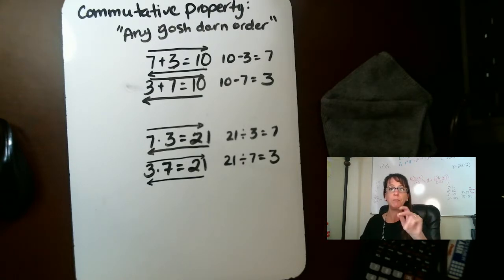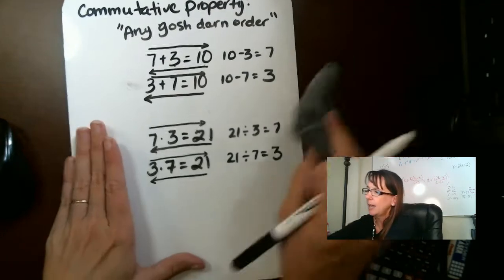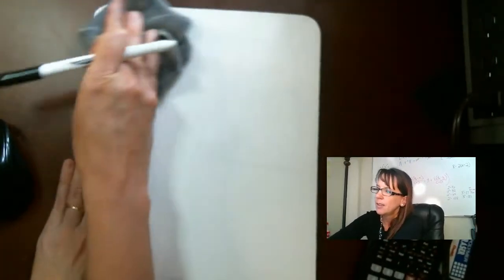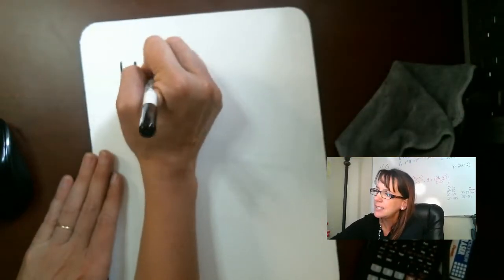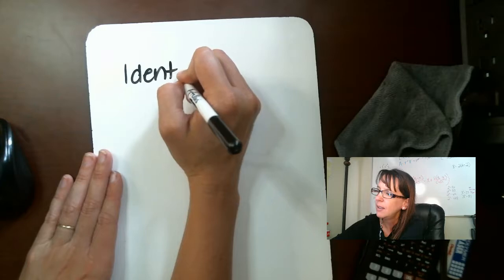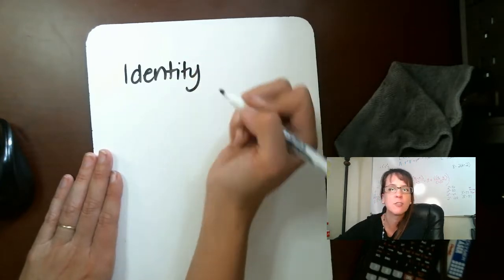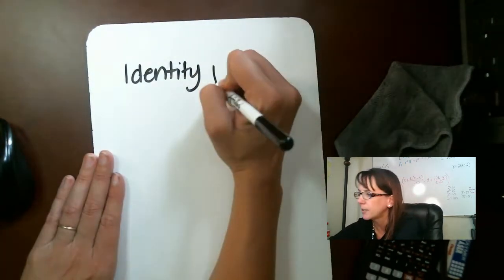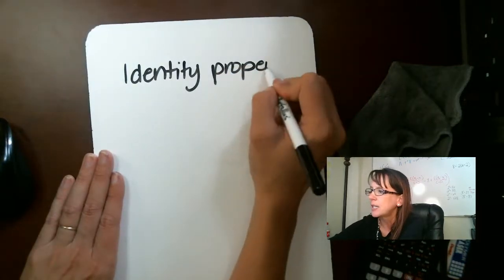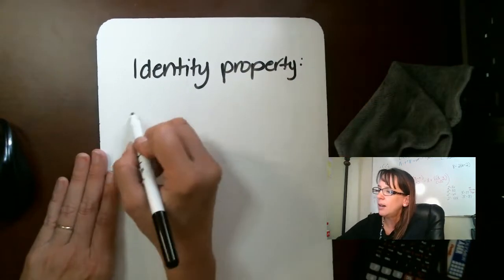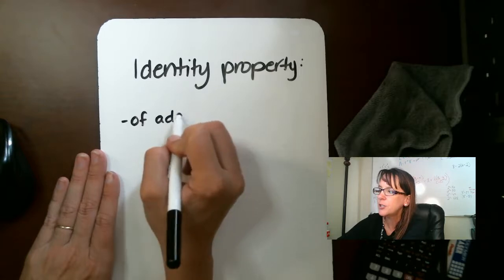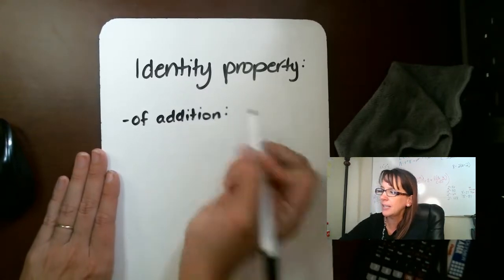Now, that any gosh darn order, there's going to be a couple of other terms that I want to make sure we get to. The identity properties. Identity, we need to talk about those, okay? Oh my gosh, I just had to sound that out in my head. Identity property of addition. It looks like this.